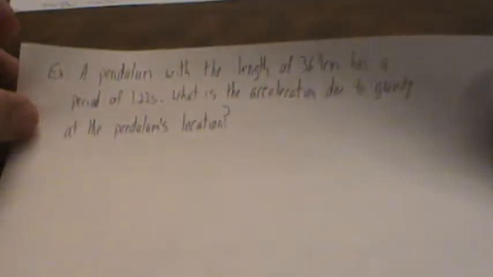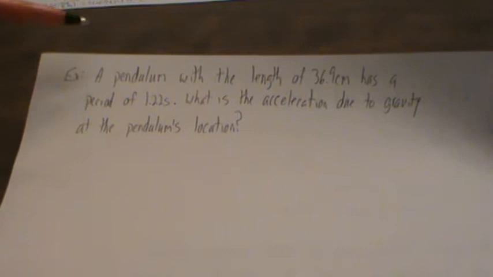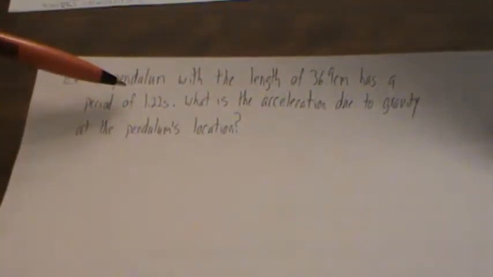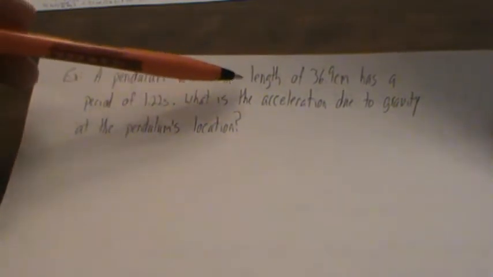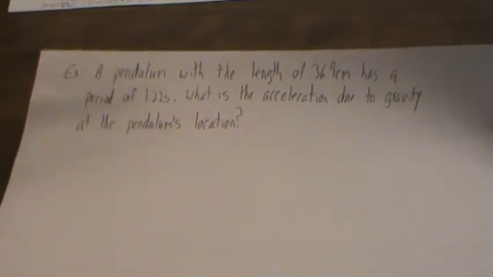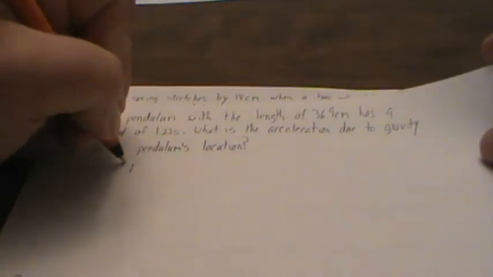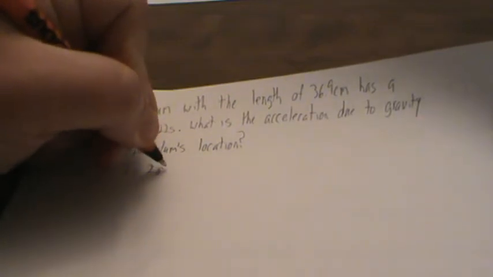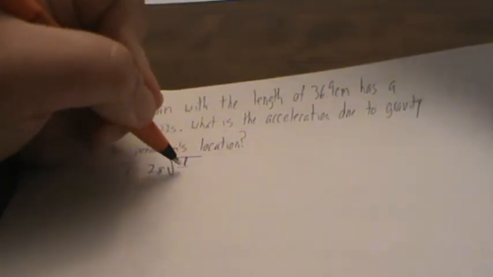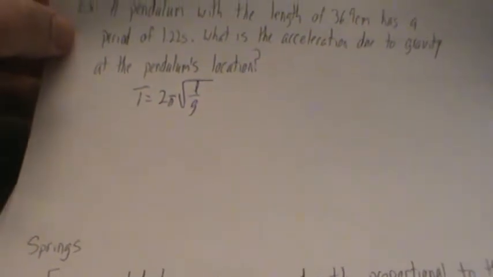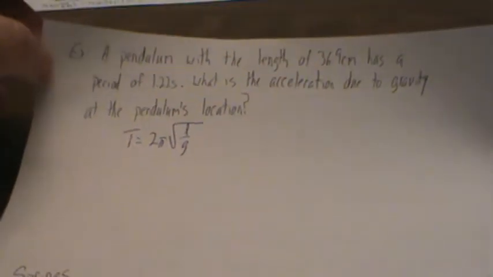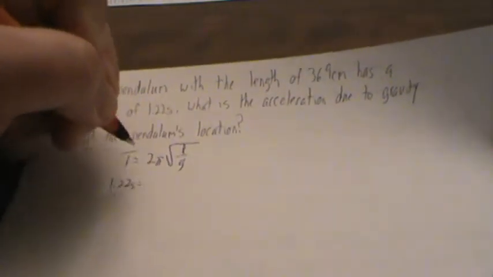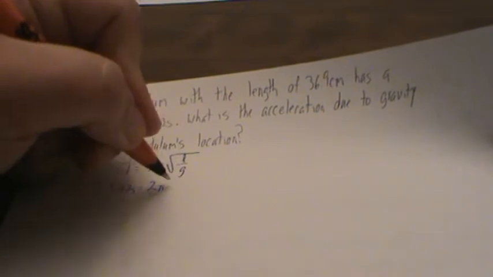Let's look at an example of finding the period of a pendulum. A pendulum with a length of 36.9 centimeters has a period of 1.22 seconds. What is the acceleration due to gravity at the pendulum's location? If we're looking at our formula, T is equal to 2 pi times the square root of L over g. Let's put in the information given to us. T is the period, so 1.22 seconds is equal to 2 pi times the square root.